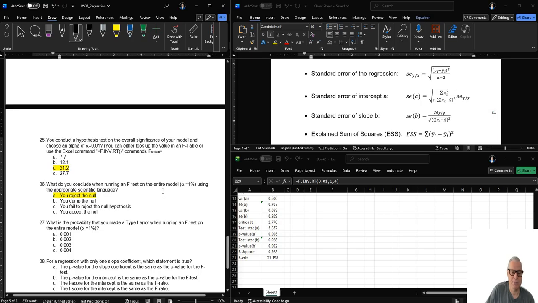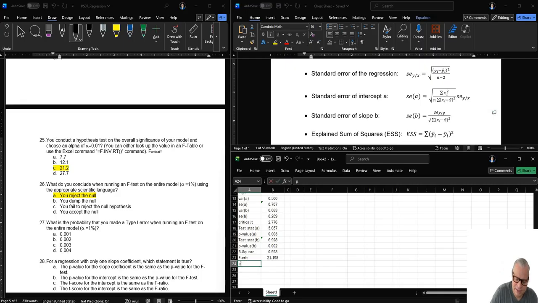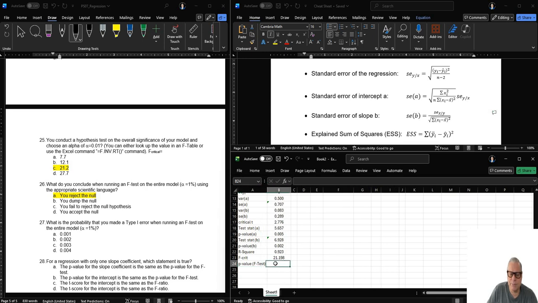Okay, so what is the probability that we actually made a type 1 error? That is the p-value of the F-test. So that means we want to know what is the area to the right of an F-test of 48. So what's the area to the right?